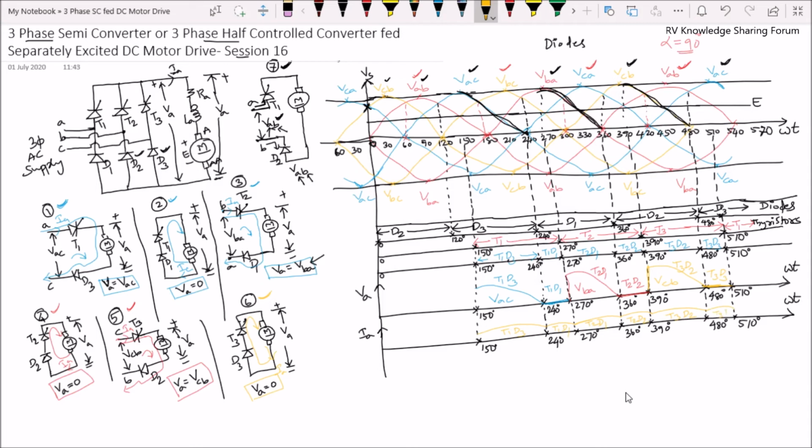So here we have considered the continuous conduction mode. Continuous conduction mode means nowhere the current becomes 0. The current is continuously flowing through all the devices. So this is how the three-phase semi-converter operates. And now let us do the mathematical analysis of this.